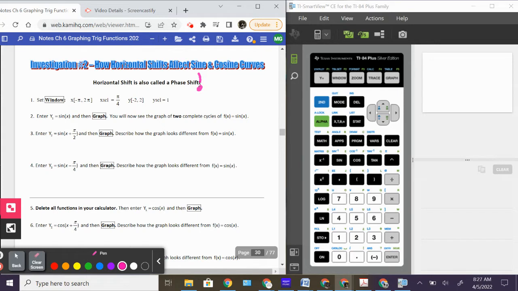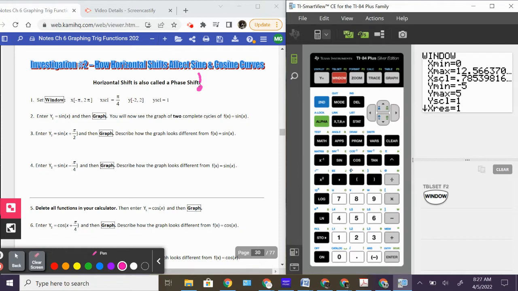We've already learned about vertical shift, where we can move our function up and down. And we've learned about amplitude, which is the swing in height above and below the midline. So now we're going to talk about moving our function to the left or moving to the right. So let's go ahead and adjust our window.